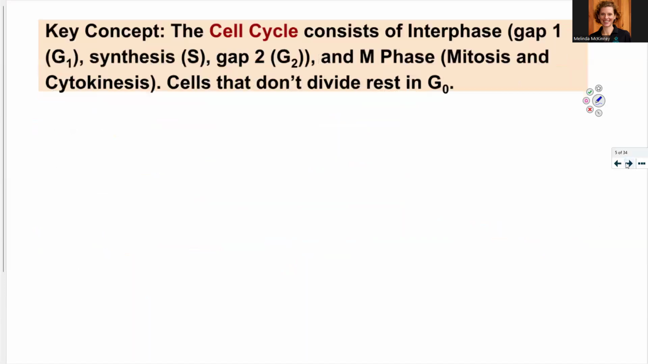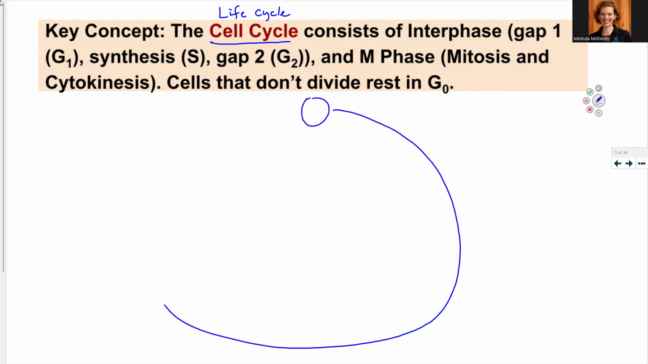Okay, cell cycle. The cell cycle is basically the life cycle of a single cell, from the time that the cell divides and it's brand new until it's going to divide again. Going through this quickly, we start up here with a brand new cell, and then we go through a whole cycle where that cell is going to divide into two daughter cells. So that's the cell cycle, the cycle of life for a cell.